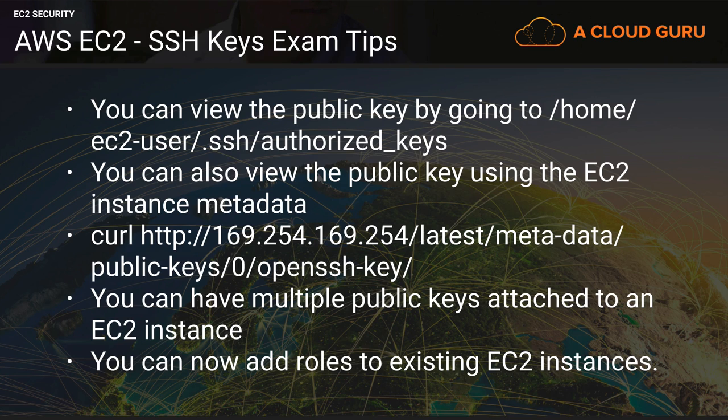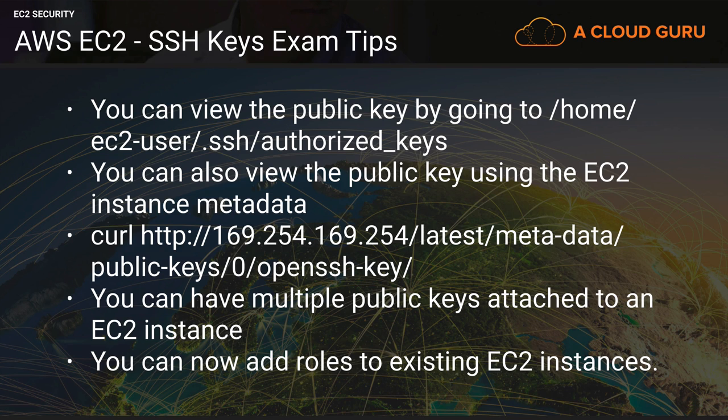Okay, so what are my exam tips? Well, you can view the public key in a couple of ways, simply by going over to the /home/ec2-user/.ssh directory, and then by opening up the authorized keys file. You can also view it by using the EC2 instance metadata, and you call that just using the curl command, and then http://169.254.169.254/latest/meta-data/public-keys/0/openssh-key.